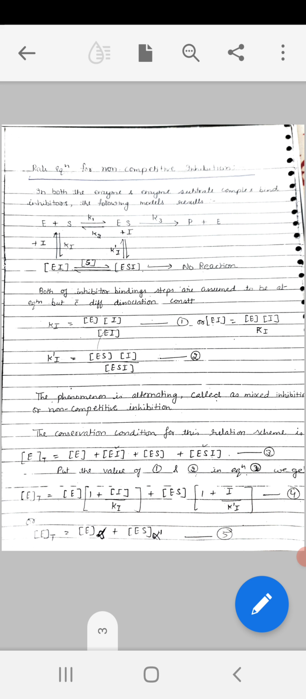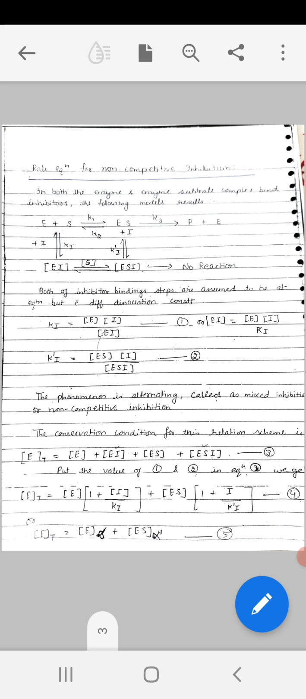Which are the inhibitor binding steps? These are the ones with rate constants K1, Ki and Ki dash. These both inhibitor binding steps are assumed to be at equilibrium. See, in between there is the equilibrium sign, but with different dissociation constants, both can be different, that is why we wrote Ki and Ki dash here.